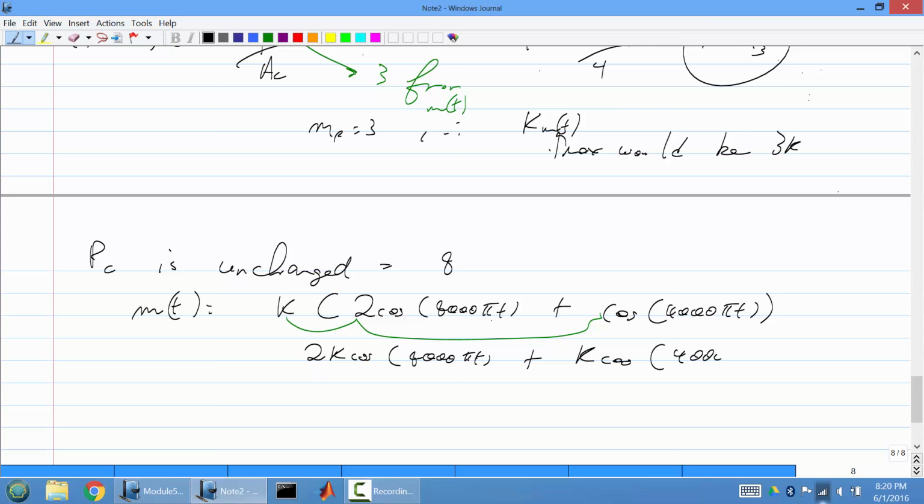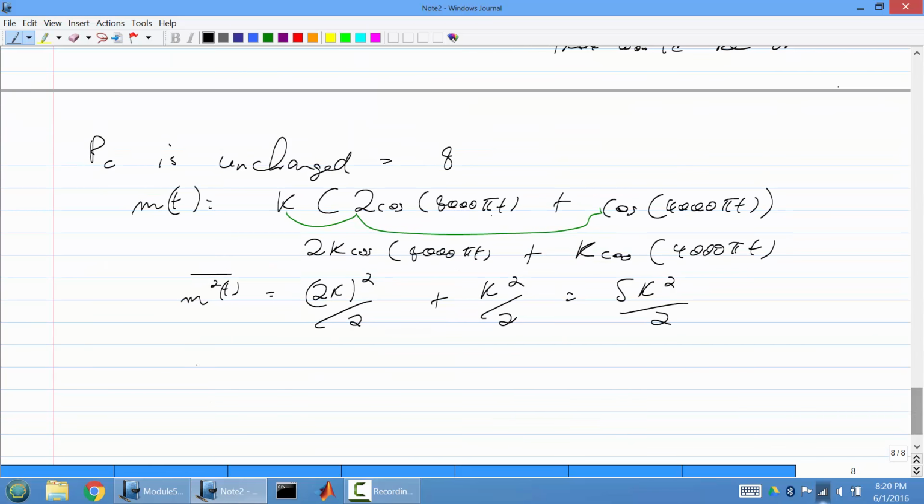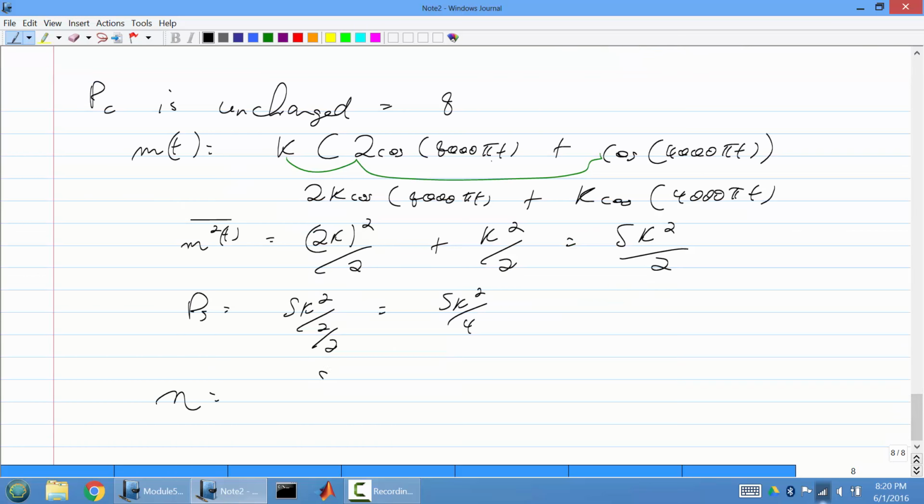So if I find the power of this now, what is the time varying average here? This becomes 2k squared divided by 2 plus k squared divided by 2. So this becomes 5k squared divided by 2. And if I want to figure out what the power of the sideband is now, it's simply 5k squared divided by 2 halved, which is 5k squared over 4. Now if I want to figure out what the efficiency is, it's simply 5k squared over 4 divided by 5k squared over 4 plus 8. And then I know for a fact that k is equal to 4 over 3.